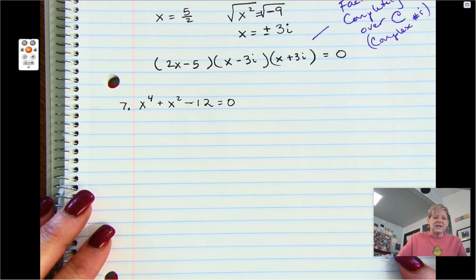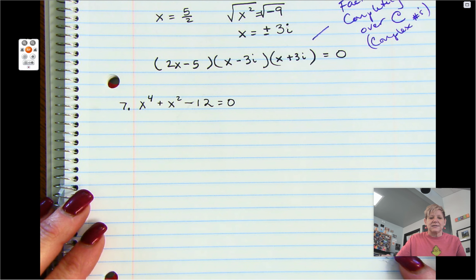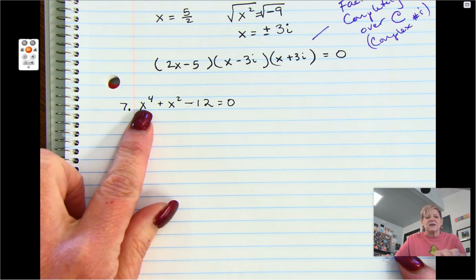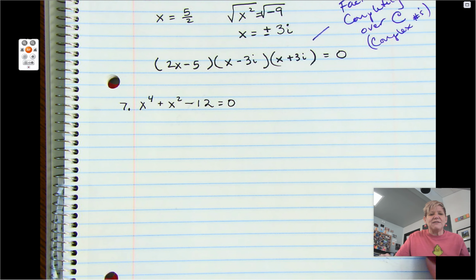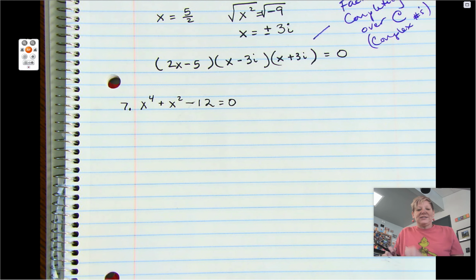Number 7, take a look at it. Perfect square, not a perfect square. Somebody liked 12 today. 12 pops up a lot today. All right, it is not a perfect square. Sorry about that. It is not a perfect cube. It does not have a GCF. It does not have 4 terms. So the only thing that leaves is star.